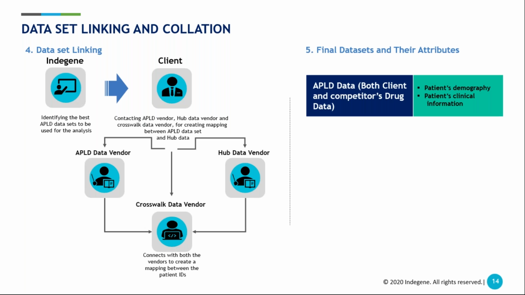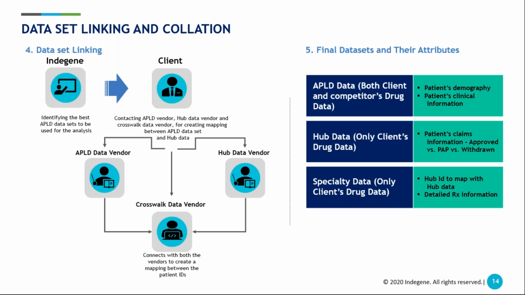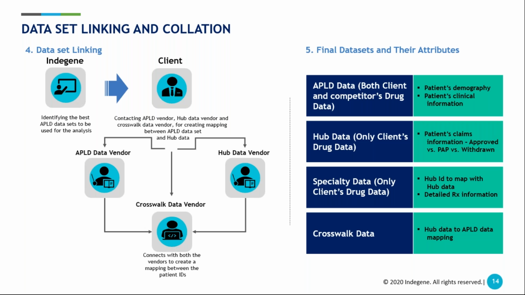The first one was the APLD dataset, which captured information like patients' demographic and clinical information. Second, we had hub data, which captured patients' claim information for the client's drug, like if it is approved or rejected, and if it is rejected, whether it is withdrawn or PAP. Third, we had specialty pharmacy data, which captured approved drugs information like their dosage information, and also an ID so that we can map the specialty data with the hub data. And finally, we had the crosswalk data. But all these data sets were available separately.